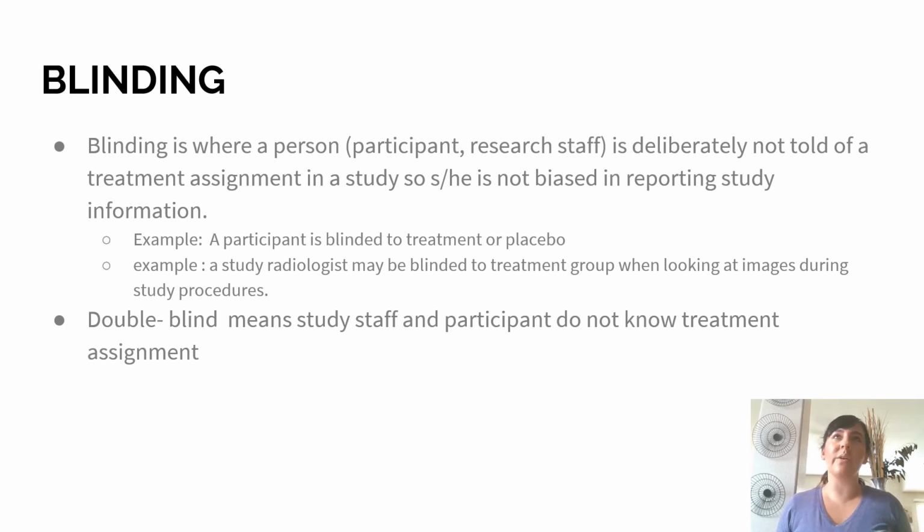Also, another way you can do blinding is, because sometimes in a study, an experiment, it's not just the participants that you don't want to know which group they fall into.